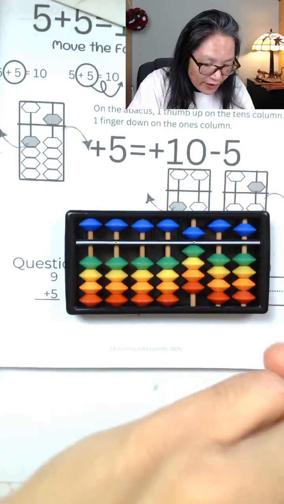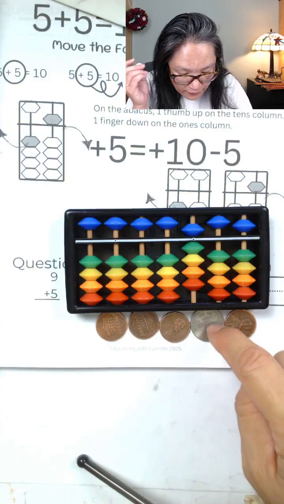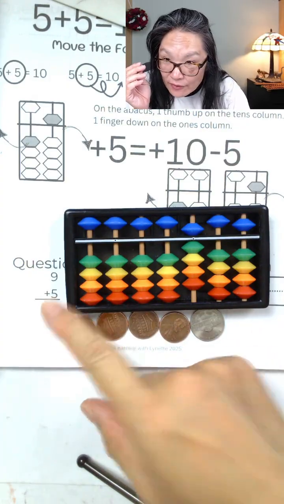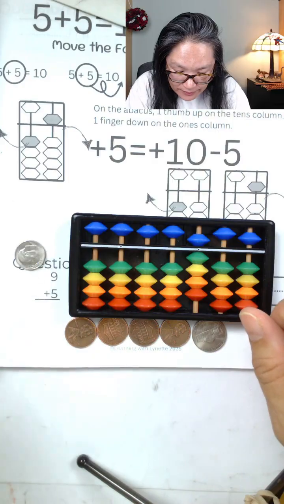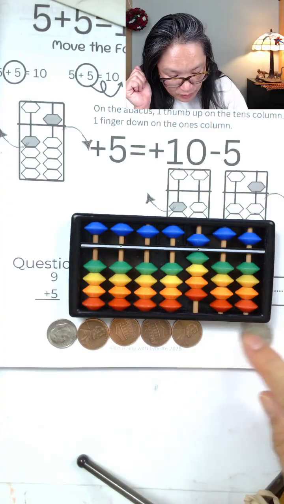So let me show you. If I have 9 on my abacus, here's my money, right? I have 9 on my abacus. 1, 5, 6, 7, 8, 9. I need to add the 5, but guess what? I don't have enough beads. Well, I have 10 cents. So I'm going to give you my 10 cents, but that's too much. What do I need to do? I need to remove the 5.